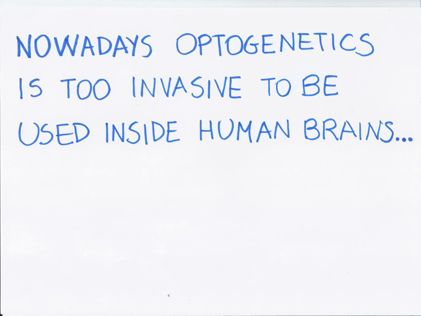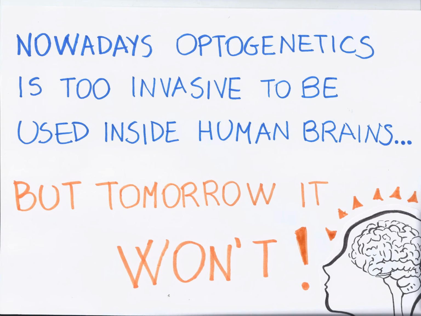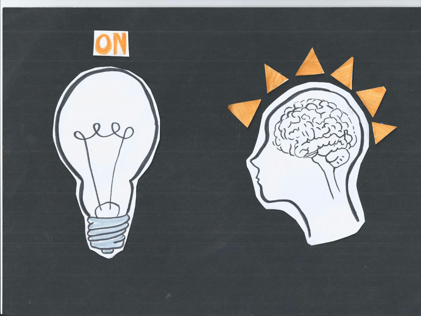Nowadays, optogenetics is too invasive to be used inside human brains, because you should put a fiber optic cable right inside of the bone, and so it is quite dangerous. But tomorrow it won't be. It is a great challenge for the future, because optogenetics has a great specificity. You can switch on particular neurons, not just make a deep brain stimulation like it is nowadays.